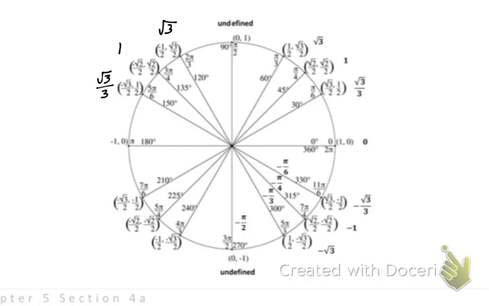Are they all supposed to be negative? They're all supposed to be negative because it's all students. And let's see if that makes sense. So tangent is sine divided by cosine. Well, sine is positive, but cosine's negative, so that's a positive divided by a negative, which would result in a negative number.